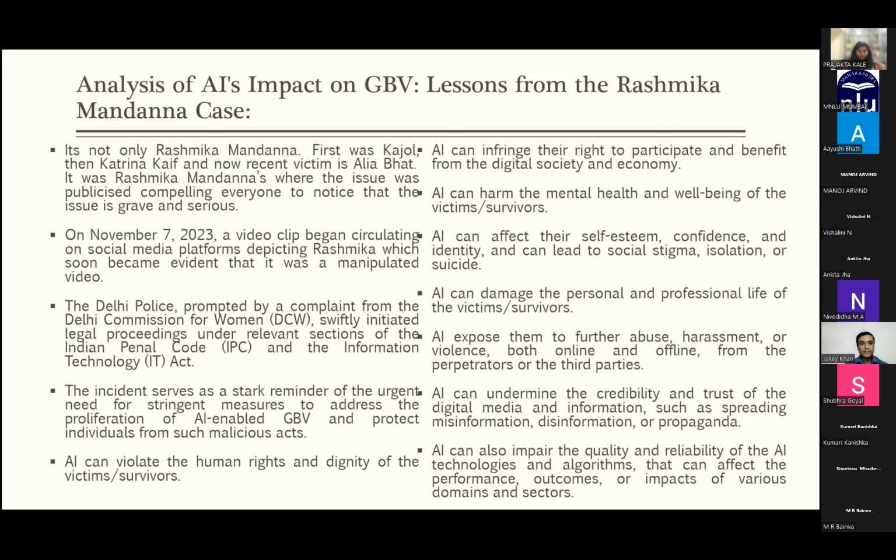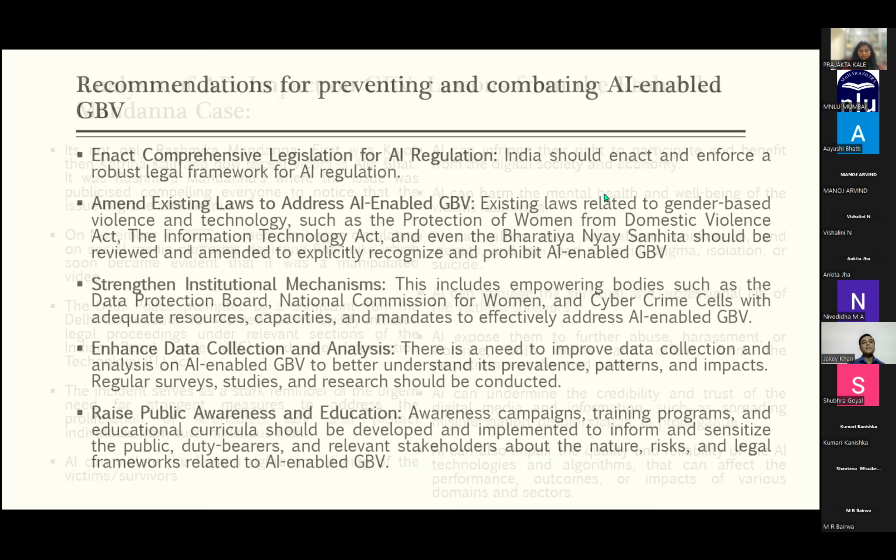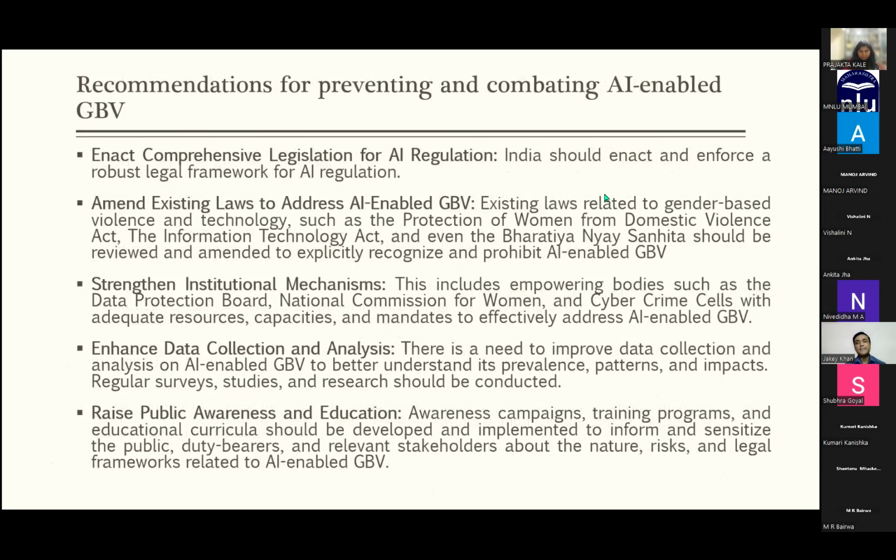So in order to combat AI's evil effect on GBV, I have recommended in my research paper these five recommendations. Firstly is to enact a comprehensive legislation for AI regulation. It is time now. Many people will argue that the research and development is in its very initial stage and the full potential of AI has not yet been realized, but a regulation will provide for a disciplined research and development as such. A robust legislative framework is needed now.